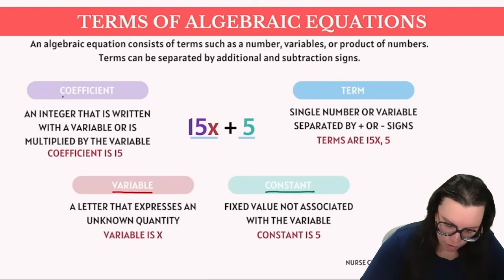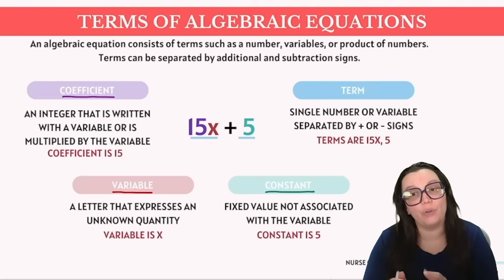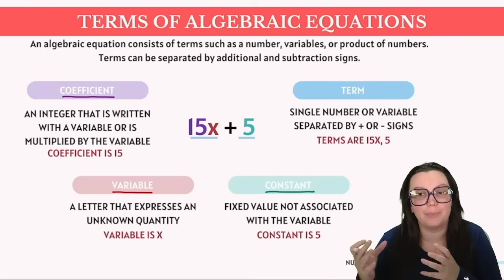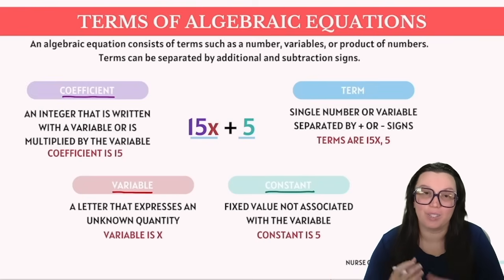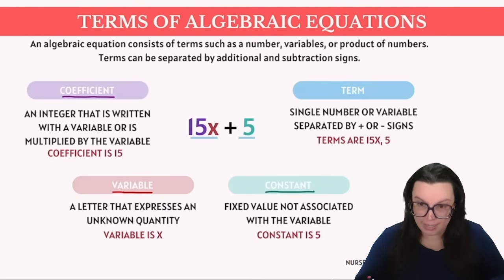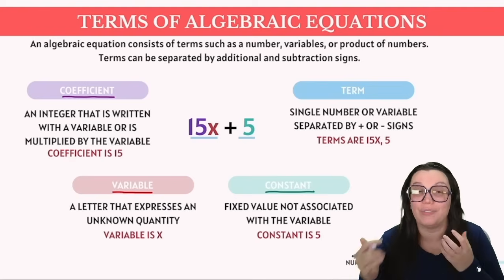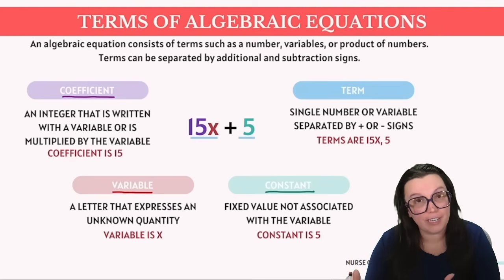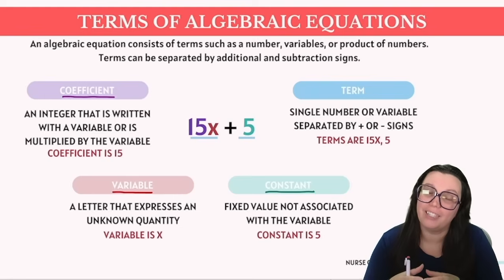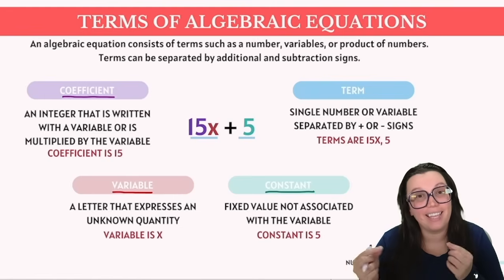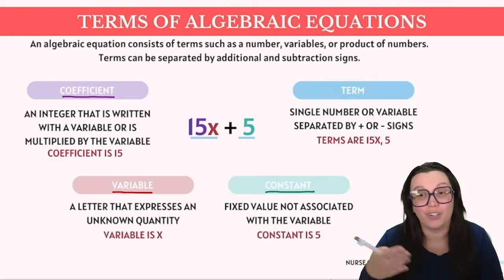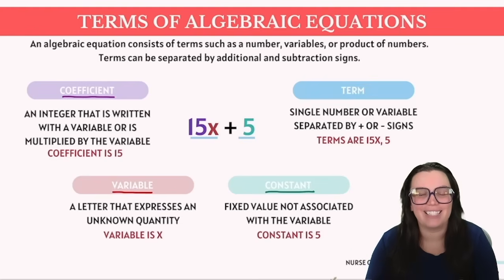Next up, we have coefficient. And a coefficient is a number that multiplies by a variable within the expression. So for instance, in our example, our coefficient is actually 15. Coefficients and variables are paired together in multiplication relationships. And when they are written, that number, our coefficient, always precedes the variable.